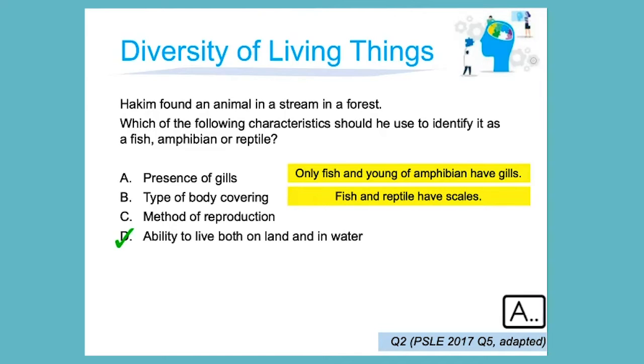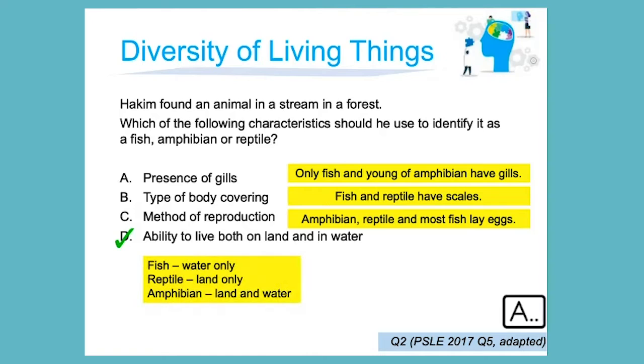Method of reproduction. Which one lays eggs? All of them lay eggs. Most fish lay eggs, at least. So I wouldn't be able to differentiate with that as well. But if I use the ability to live on land and in water, the fish lives only in water. Reptiles live mostly on land. And amphibians are amphibious in nature. They can live both on land and in water. So it is D that will help us differentiate between these three groups of living things.